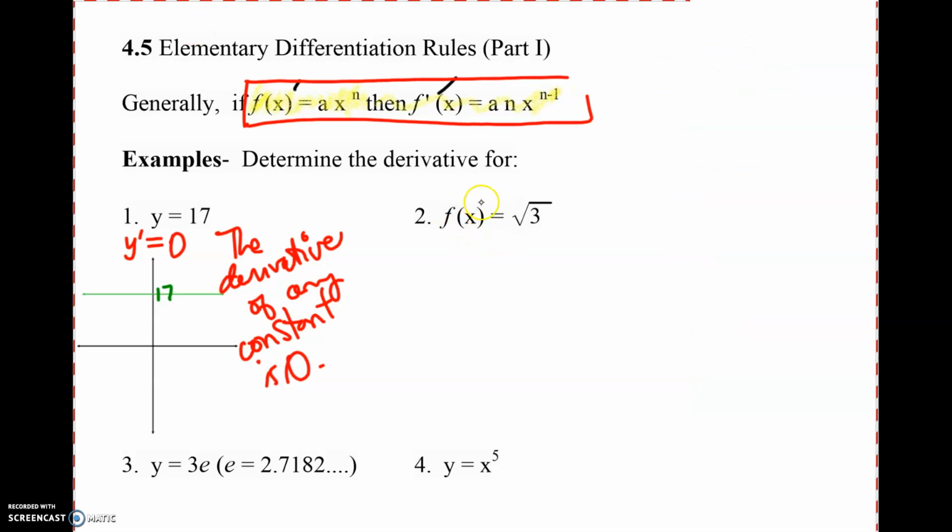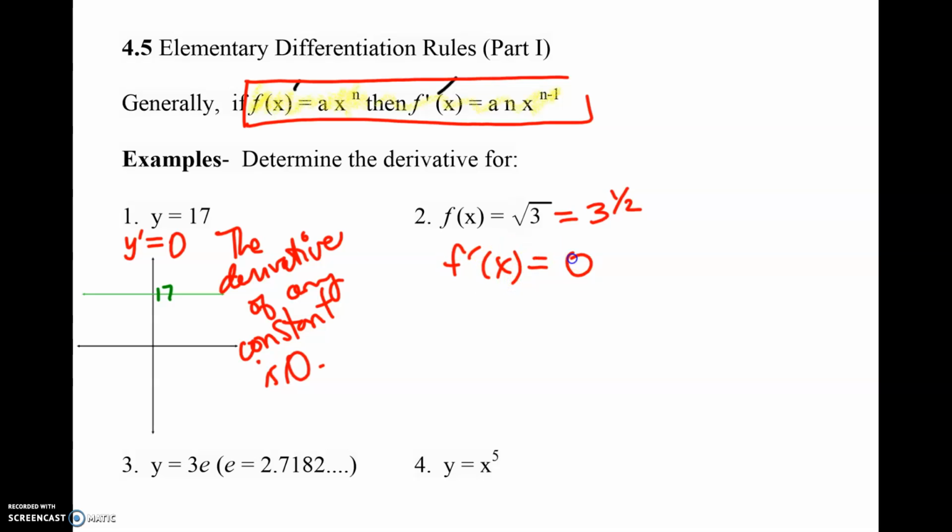Number 2, we see f of x here is equal to the square root of 3. We can rewrite the square root of 3 as 3 to the power of a half. You can look back and remember your radical and exponent laws here. Either way though, there's no x here. We are still taking the derivative of a constant, so f prime of x is going to equal 0.